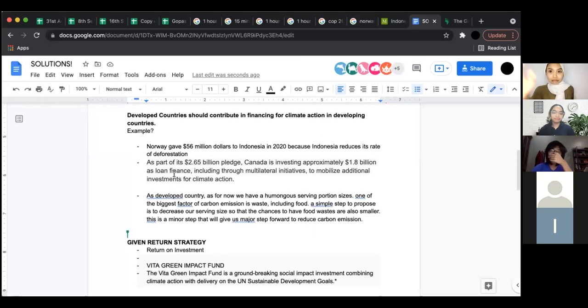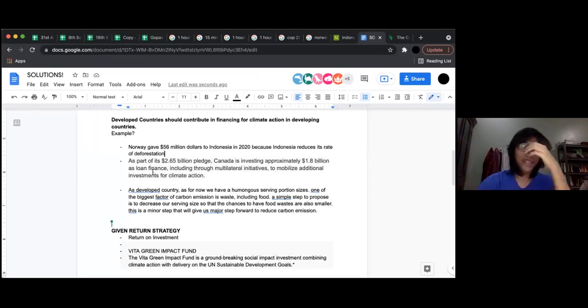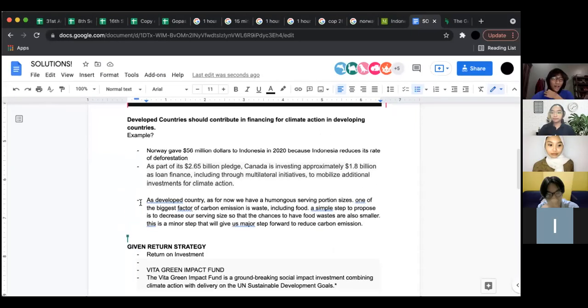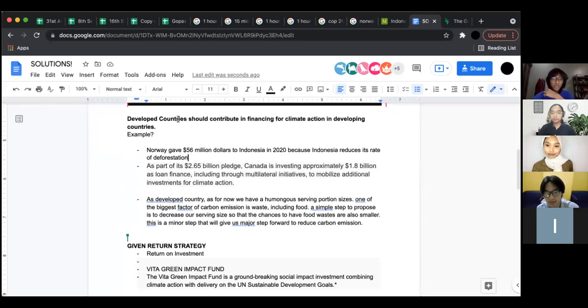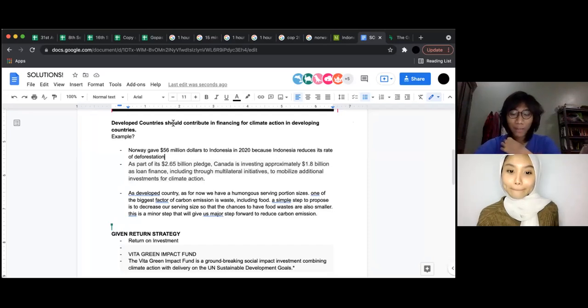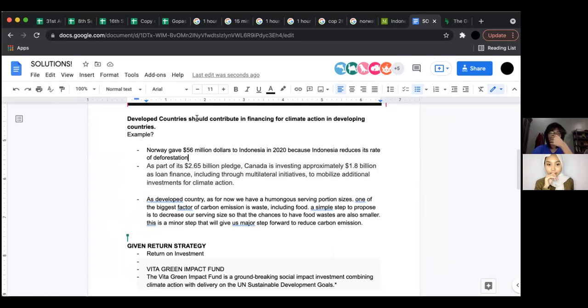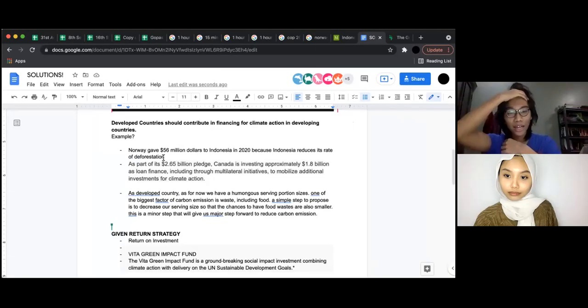Okay, so these are our solutions from developed countries. It isn't much, but first, we decided that developed countries should contribute in financing for climate action in developing countries. Because developing countries don't have the necessary funds or technology to combat climate change itself. So more or less, they need help from developed countries. How? We first thought that we could follow the example of Norway when the country gave $56 million to Indonesia in 2020 because Indonesia can reduce its rates of deforestation.